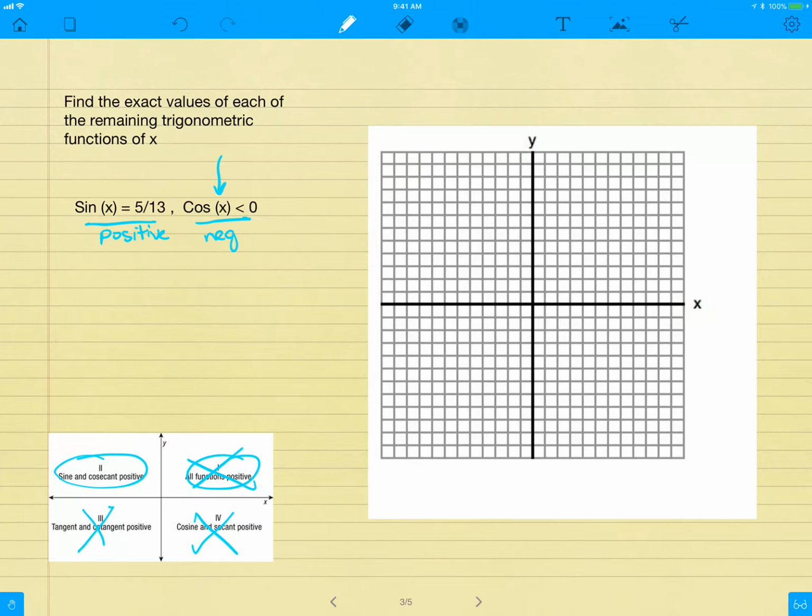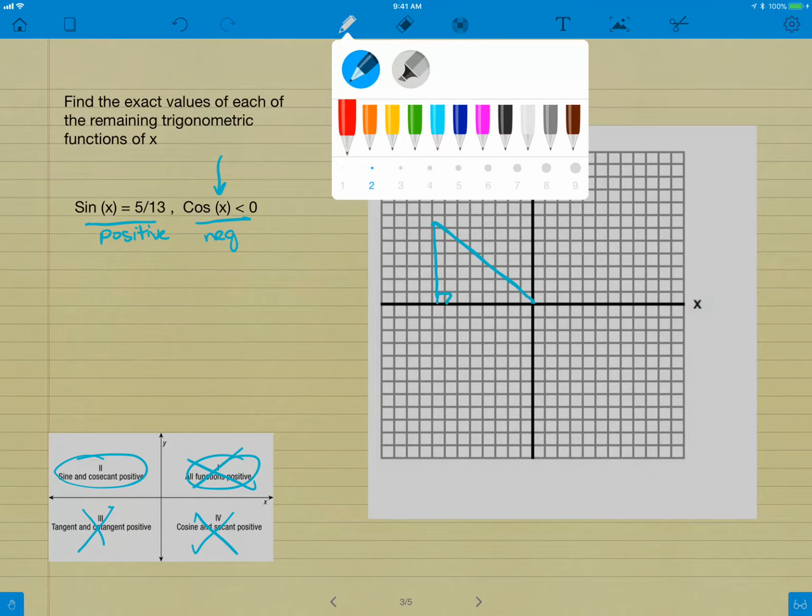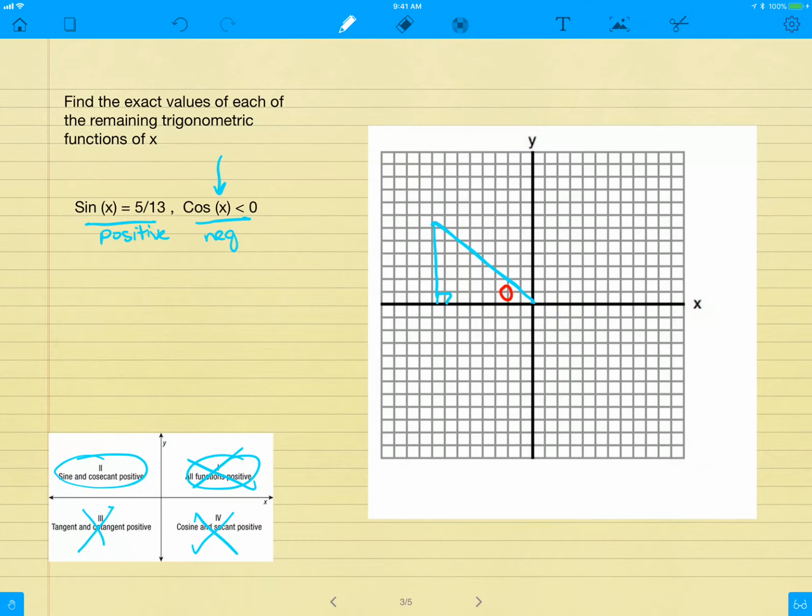Now I can draw my triangle. When you draw the triangle, you don't even have to be accurate. Just draw a triangle. We know we're in the second quadrant. You can put whatever letter you want. If you want to put theta, beta, alpha, or x, maybe you want to put that as your angle. That's fine. But I'm using x, so I probably should have put x here.